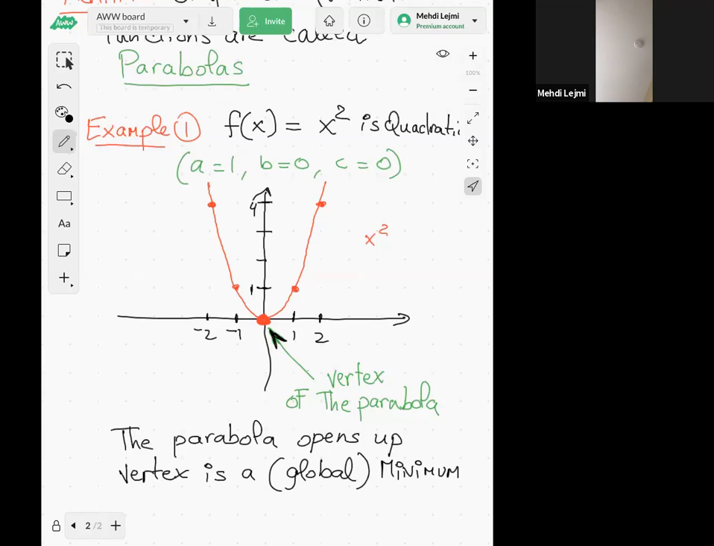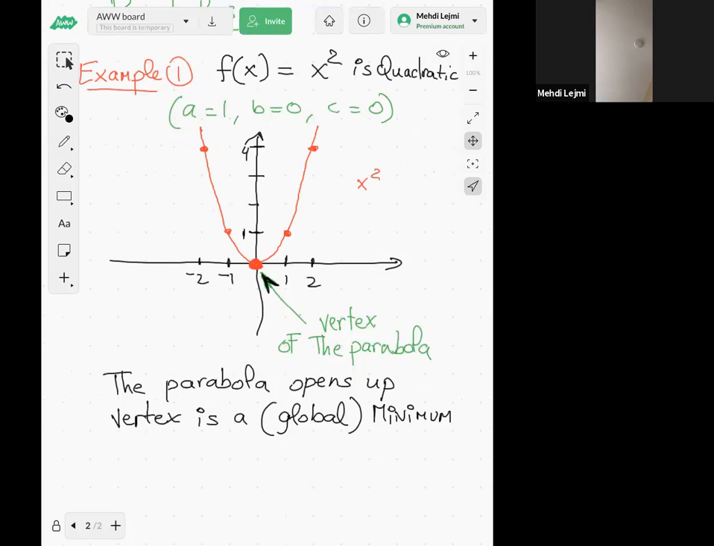What else? Another remark about this graph is that it's symmetric about the y-axis. If you take the y-axis, this line here, it looks like your parabola is symmetric about this y-axis. So we have an axis of symmetry. This y-axis is an axis of symmetry.